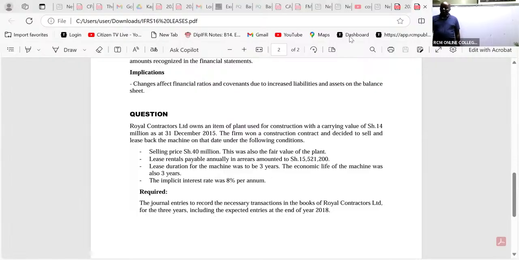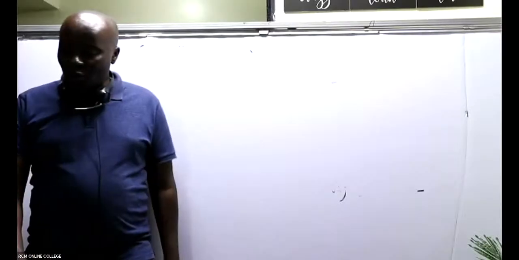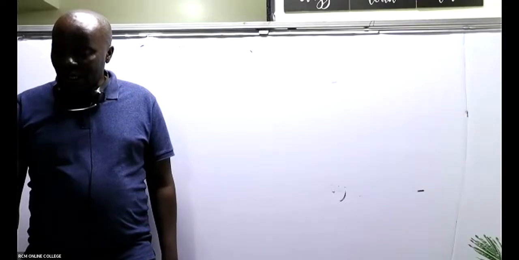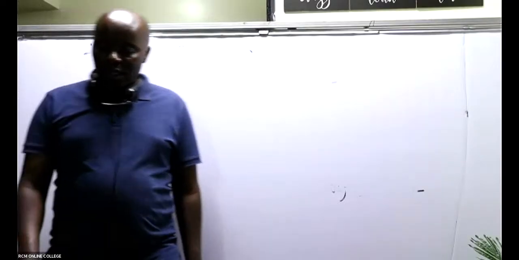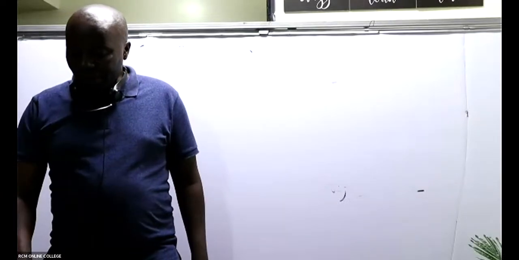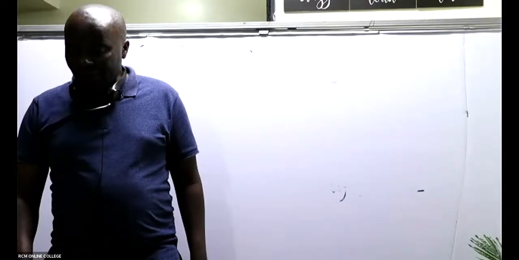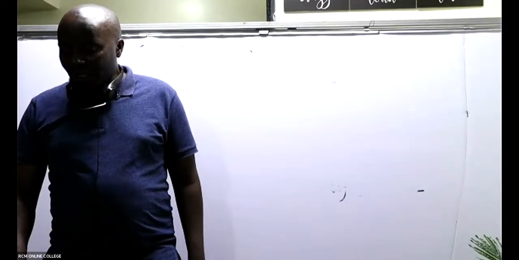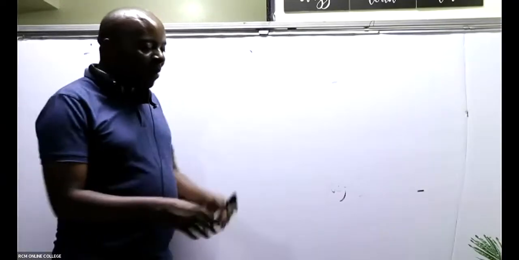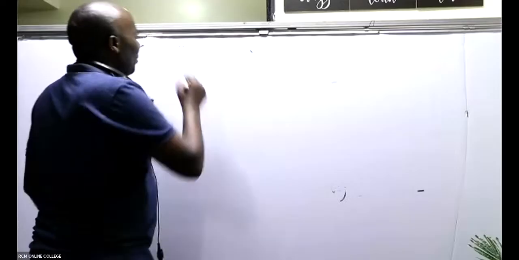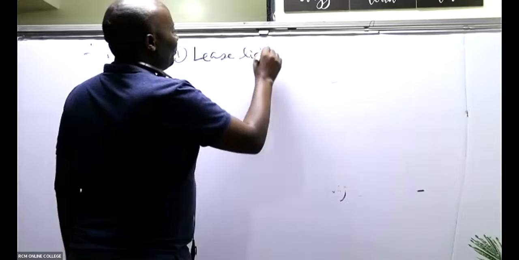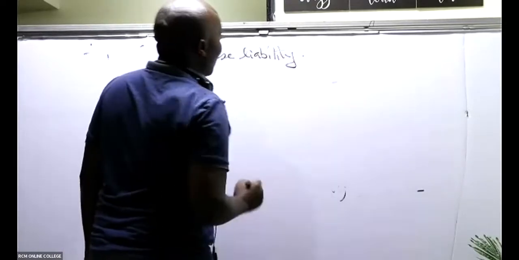If Royal Contractors is a lessee, then the very first step, as we said here, is to establish the lease liability. That is the first thing you do. If it was a landlord, I would not have done that. So the very first thing you need to do is to establish the lease liability. So step number one, give us the lease liability.